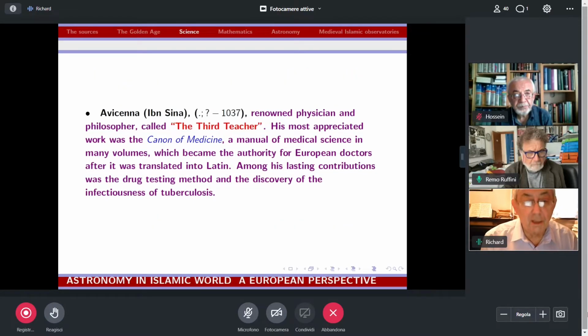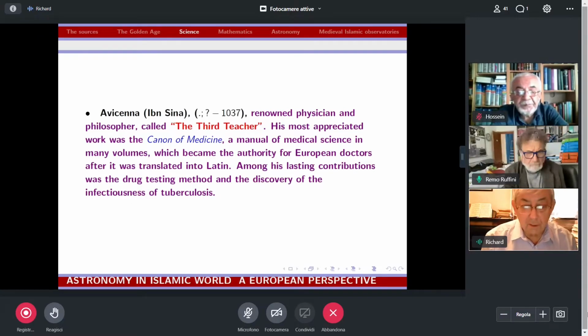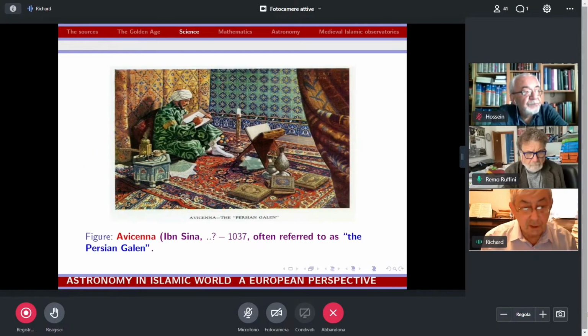Then Avicenna or Ibn Sina, renowned physician and philosopher, called the third teacher. His most appreciated work was the Canon of Medicine, a manual of medical science in many volumes, which became the authority for European doctors after it was translated into Latin. Among his lasting contributions was the drug testing method and the discovery of the infectious nature of tuberculosis. He is also called not only the third teacher, but also Persian Galen, because of this fantastic contribution to medicine.